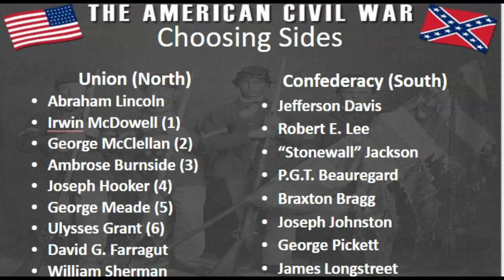As you see, there are numbers beside the Union generals. Those are the order in which they were commander-in-chief of the Union forces, and they got fired or replaced by Abraham Lincoln. A lot of times, if you didn't do a job well enough to where Lincoln thought it should be done, he would have you replaced. And you can see at the end, he ended up with Grant.